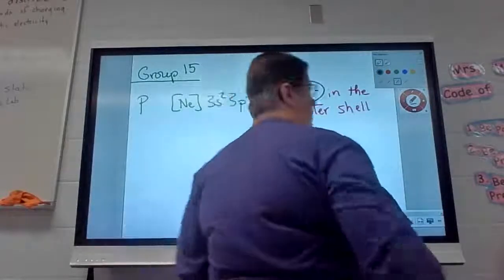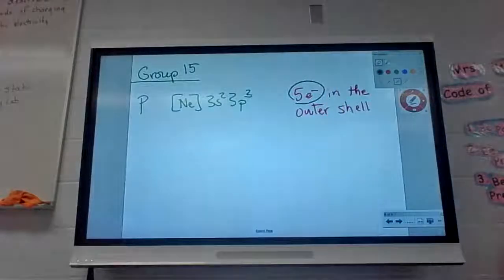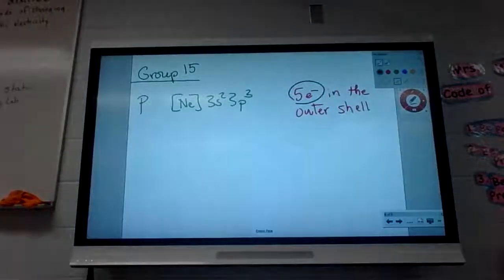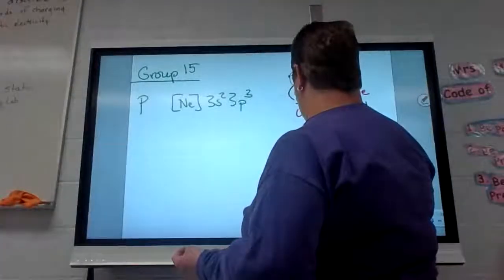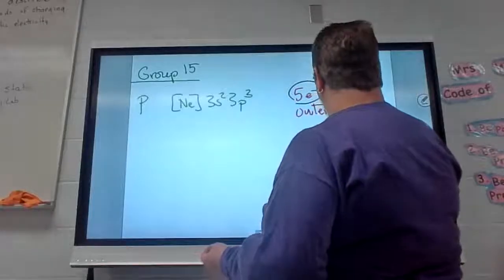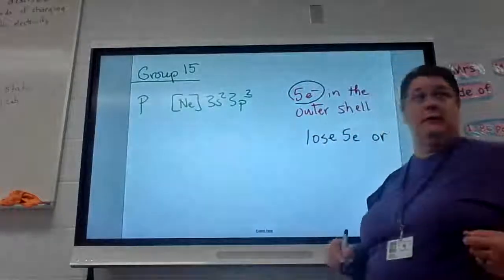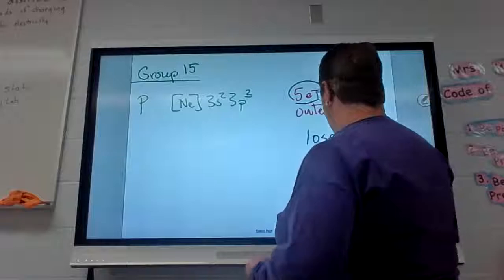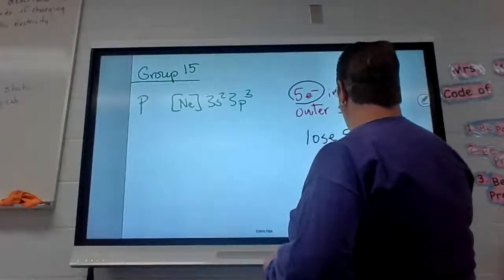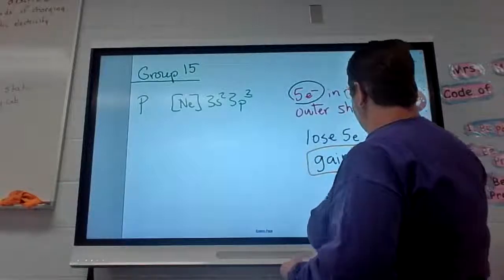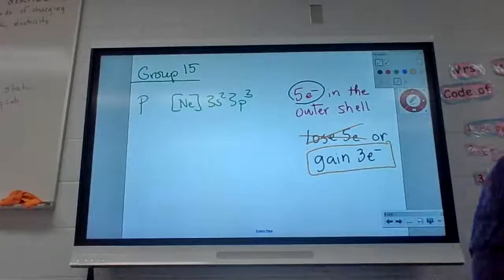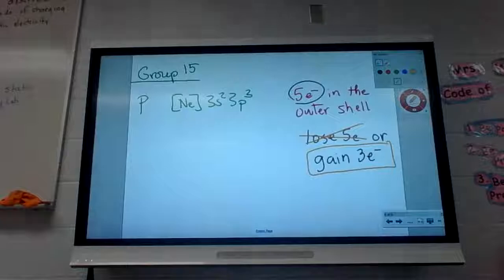Okay. So, how can I go about getting 8 if I have 5? Am I going to lose 5? No. Okay. I can choose to lose 5, or what's the other way to get to 8? Gain 3. So, what's easier this time? Gaining 3 is easier. It's much easier to gain 3 than it is to lose 5 if you're an atom.